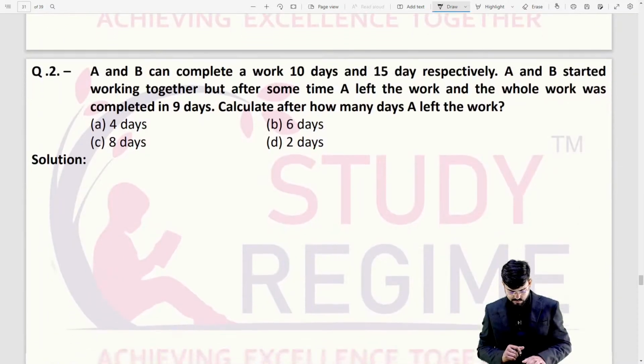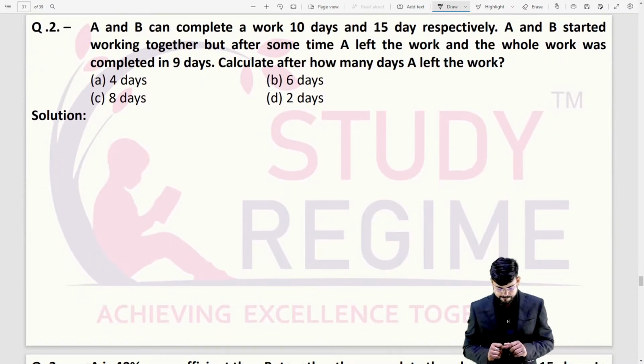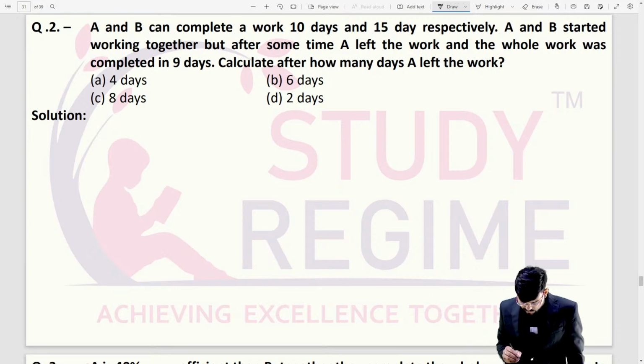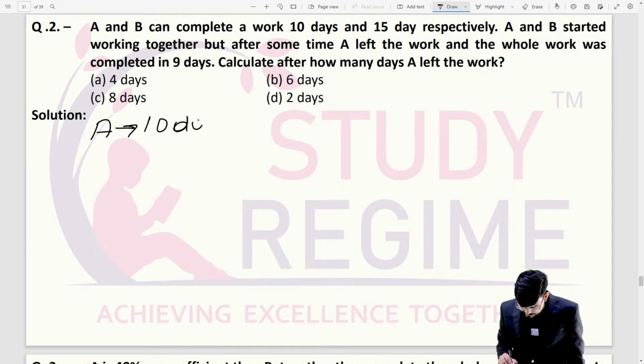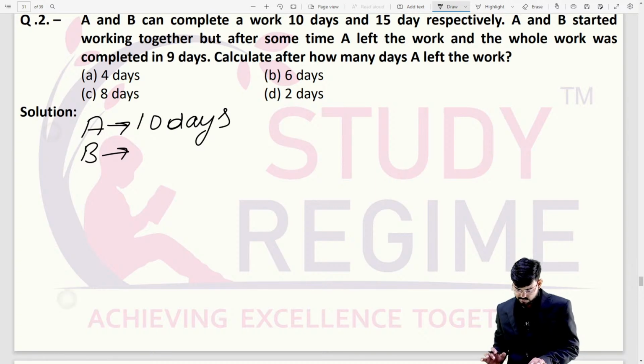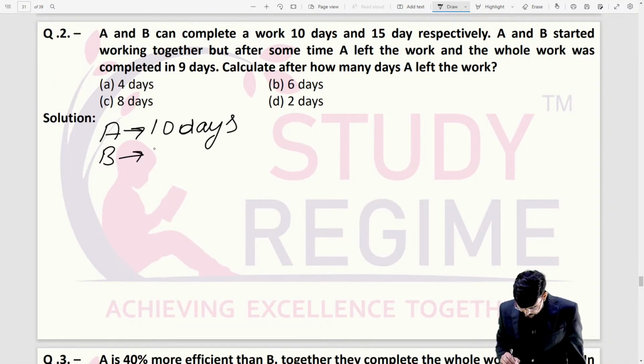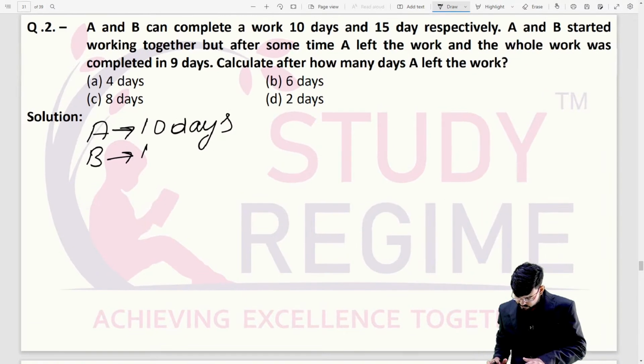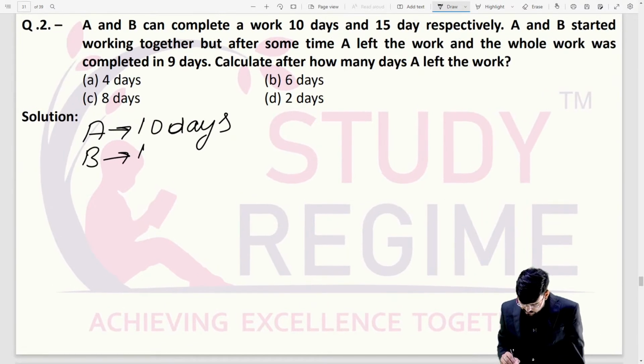Okay, let's move on to the second question. Now we will proceed like this also. A can complete a work in 10 days. B can complete the same work in 15 days.